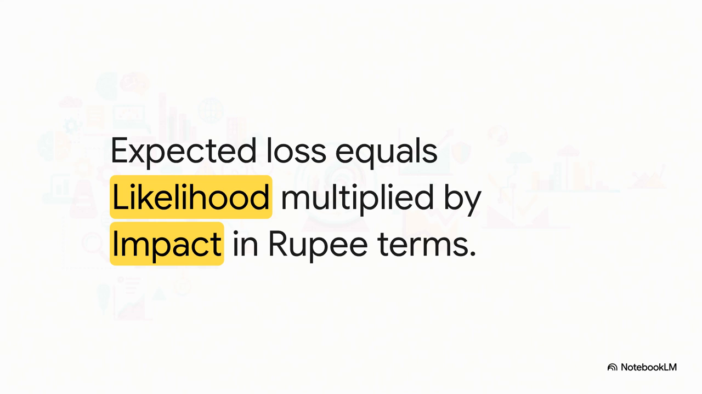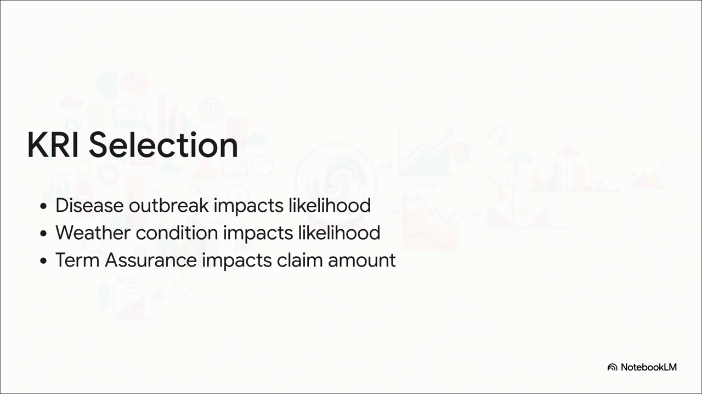For a key risk indicator to be completely valid and actually useful to the board, it has to signal a shift in either how likely a risk is to happen or how severe the financial impact will be if it does. Let's bring back our life insurance example and plug it right into this formula to see how it works.